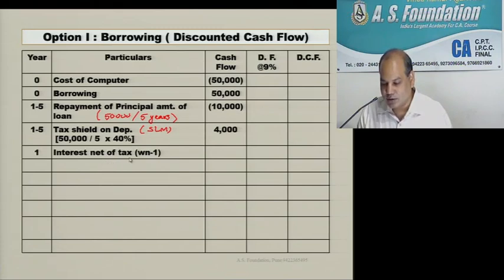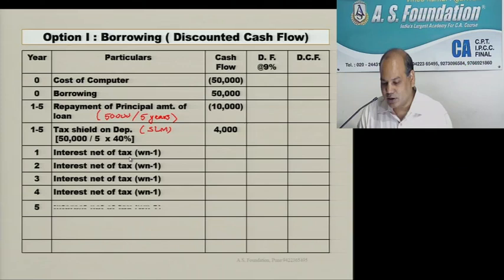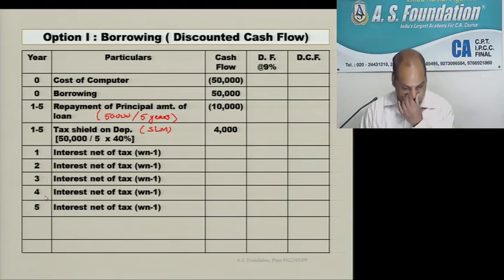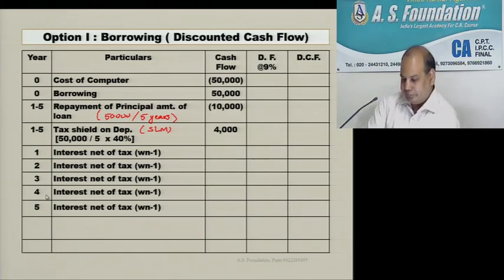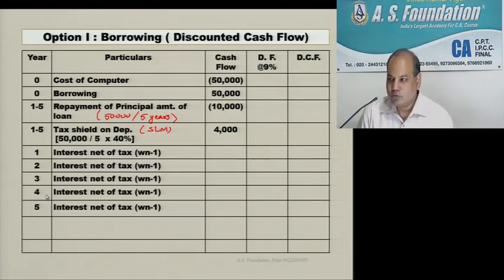Next, interest net of tax. Now here I will not write 1-5. Please answer why. Amounts are different. Here the amounts are same, so you will write 1, 2, 3, 4, 5.